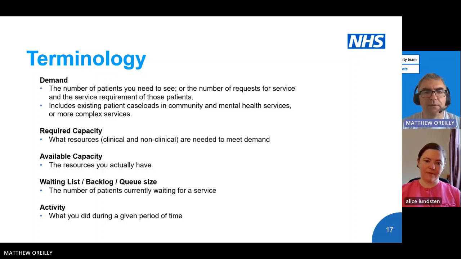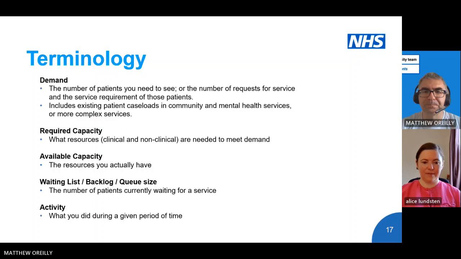The required capacity is in effect the resources needed to meet the demand. And this can be clinical resources, but also non-clinical resources in terms of equipment, estate, such as room availability or physical space, number of beds, number of scanners or X-ray machines, for instance.